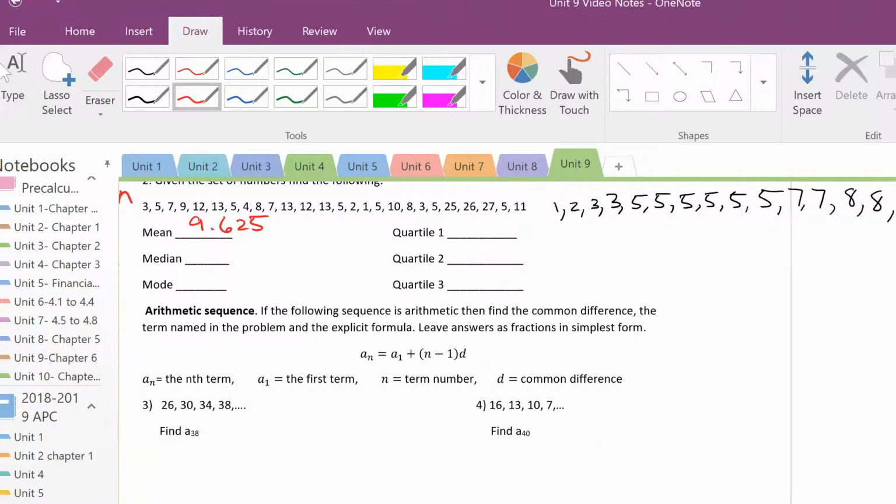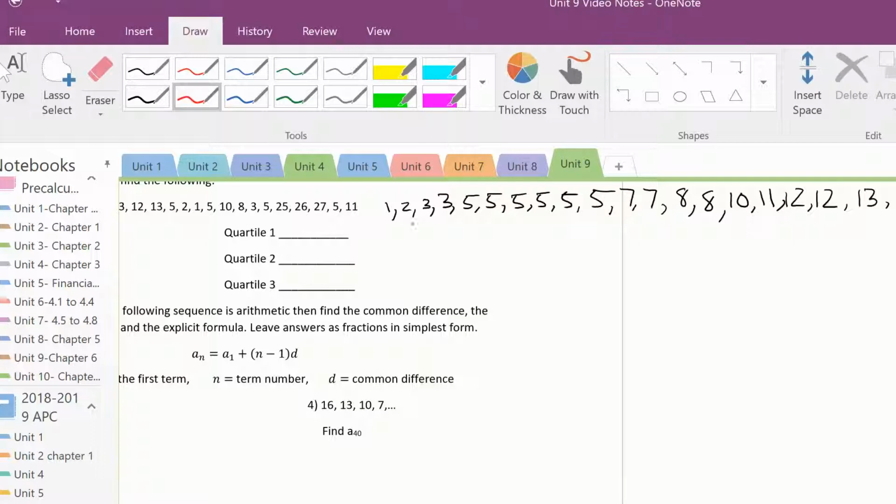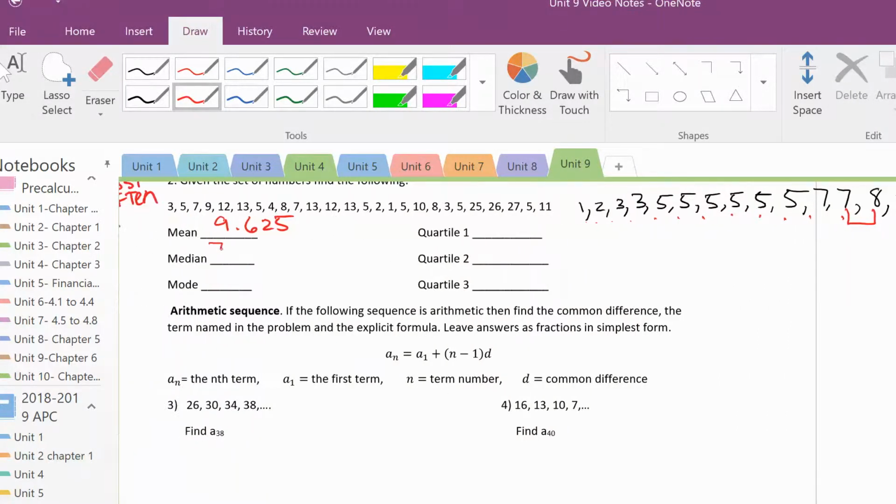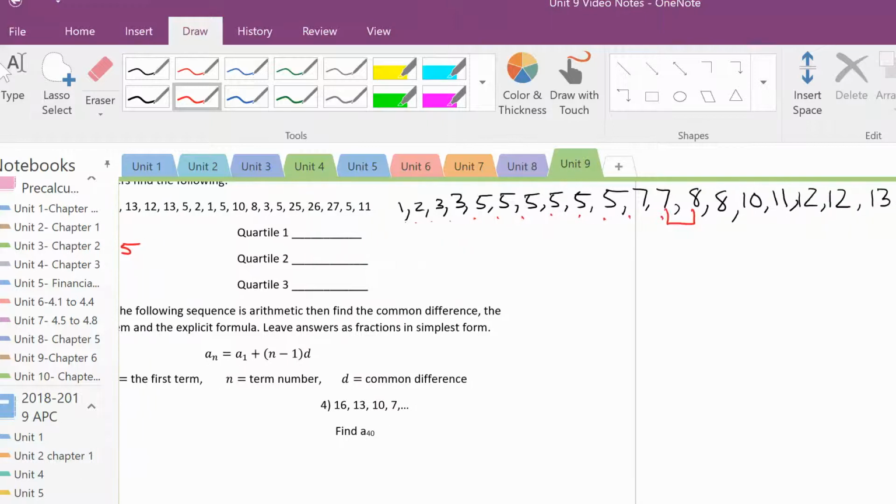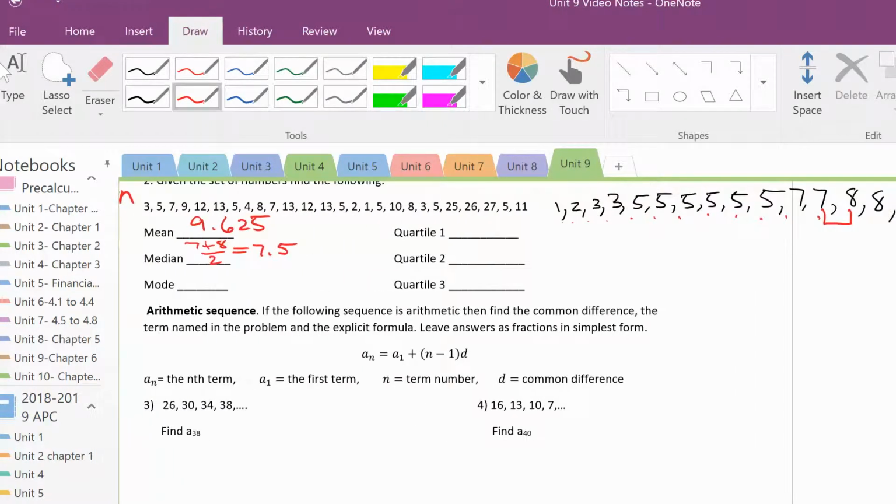Then for the median, if you count 1, 2, 3, 4, 5, 6, 7, 8, 9, 10, 11, 12, the middle would be right there between 12 and 13. So you add those two terms, 7 plus 8 divided by 2, and it gives you 7.5. And then for the mode, which one occurs the most? That would be the number 5, which occurs 6 times.